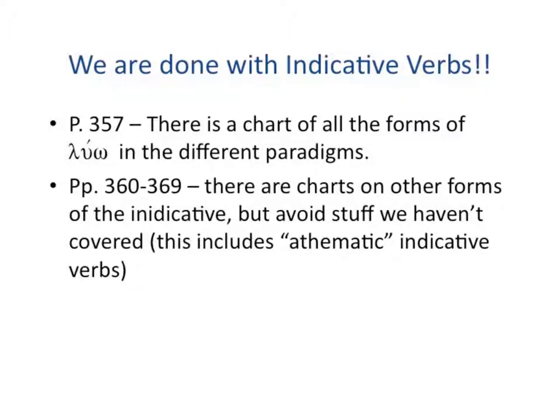And additionally, there's a couple other things you can check that will help you solidify the things that we've learned. Look on page 357. On 357, you'll see all the different forms of the different paradigms in luo. So that's the most stable verb. That'll give you the clearest indication of those endings and how they're formed. And then look at 360 through 369. There we find charts of other forms of the indicative, but of course avoid anything that has to do with stuff that we haven't covered, which includes athematic verbs. We won't focus on athematic verbs or mi verbs until the end of the Mounts book. All right, and so that's it for the indicative.